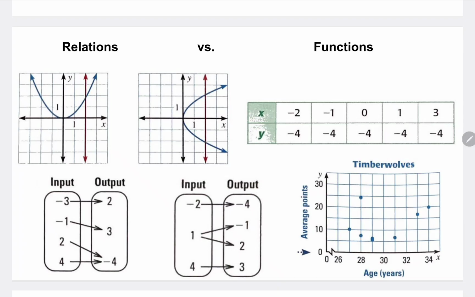The second thing we talked about is how to tell the difference between something that's a relation and something that's a function. All functions are relations. Not all relations are functions. To know if it's a function or not, we have to ask ourselves, does every input have just one output? Every independent variable has to know what output it's going to.